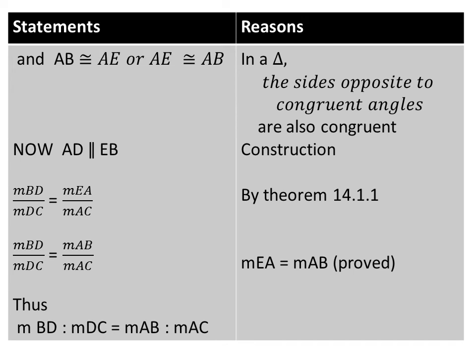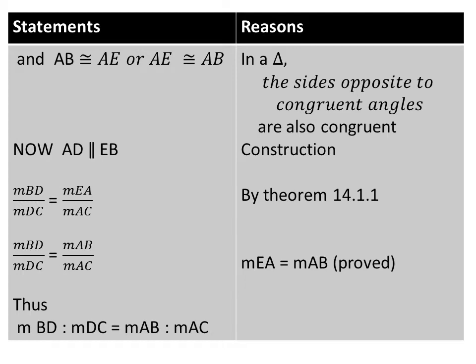and the side AB is congruent to side AE. We can write it as side AE is congruent to side AB because in a triangle the sides opposite to the congruent angles are also congruent. Now we write side AD is parallel to side EB, which is our construction, and we can write measure BD over measure DC equal to measure EA over measure AC.